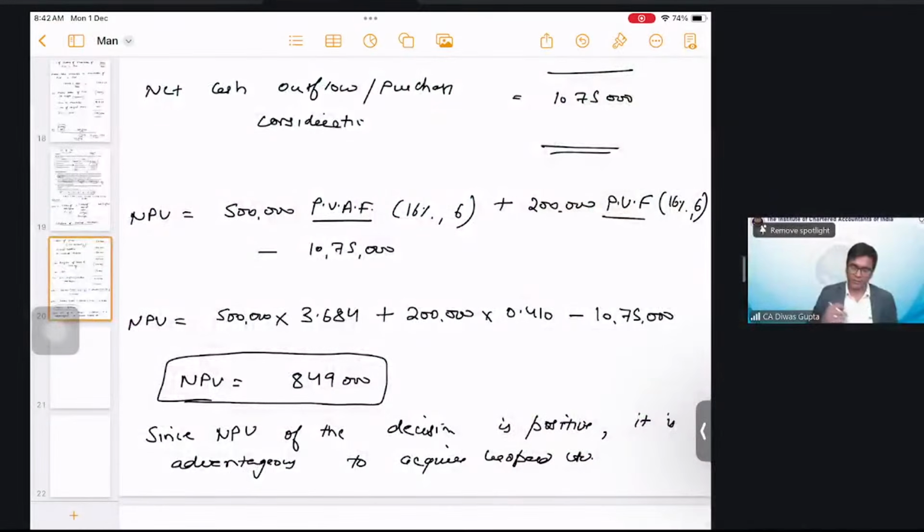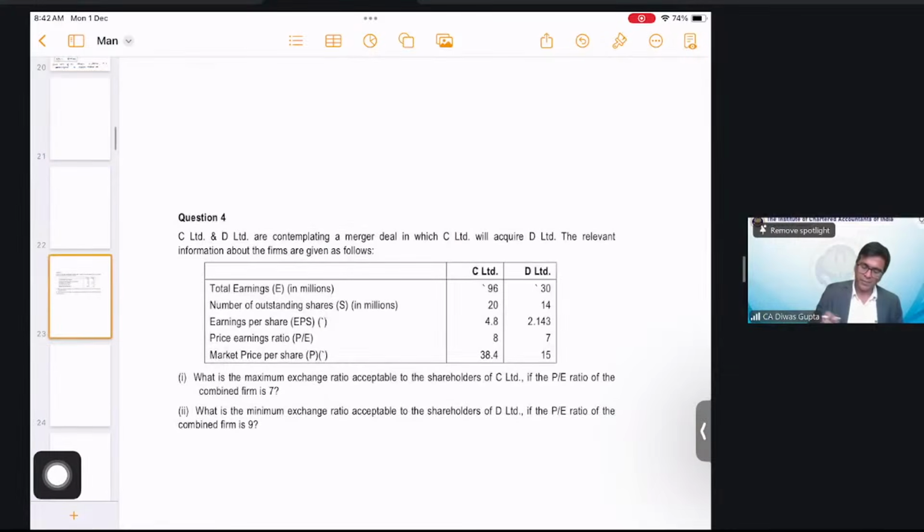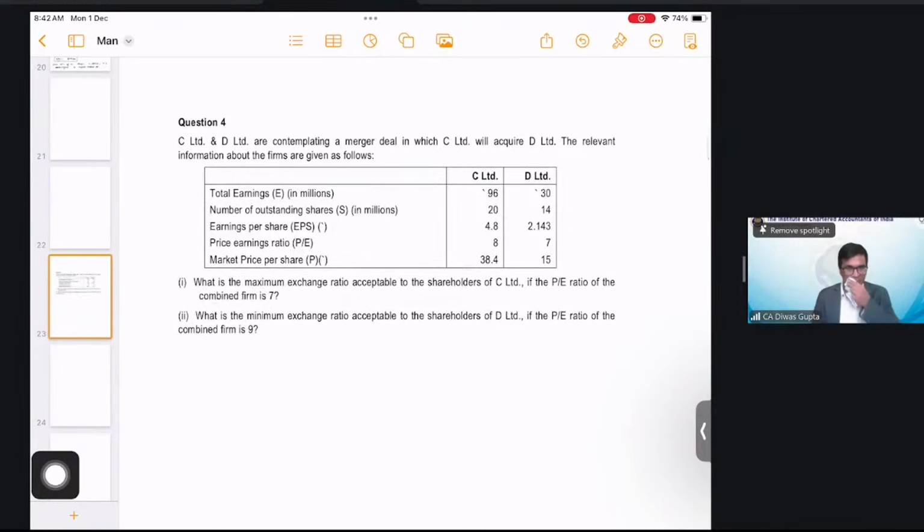Let's start with question number 4. C and D Limited are contemplating a merger deal in which C Limited will acquire D Limited. The relevant information about the firms is given as follows.